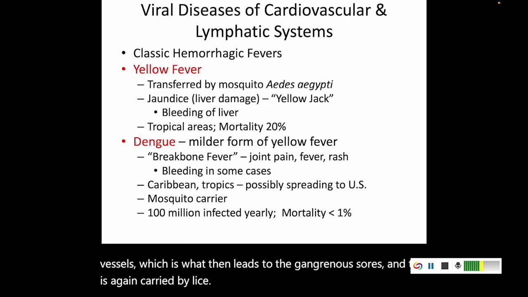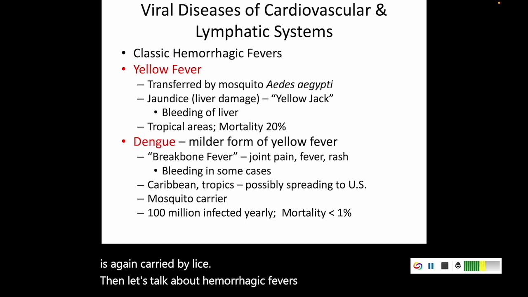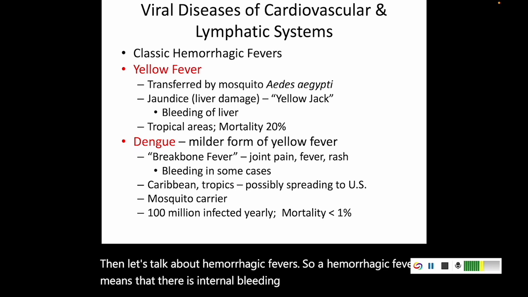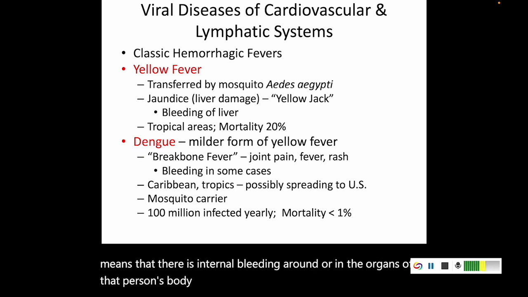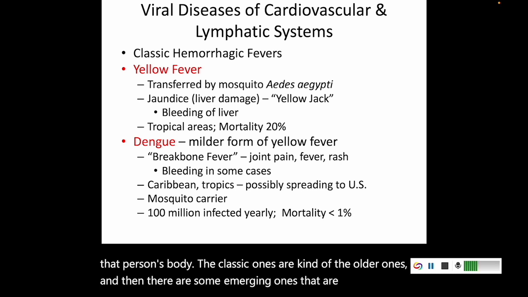Then let's talk about hemorrhagic fevers. So a hemorrhagic fever means that there is internal bleeding around or in the organs of that person's body. The classic ones are kind of the older ones, and then there are some emerging ones that are more new in terms of like timeline.